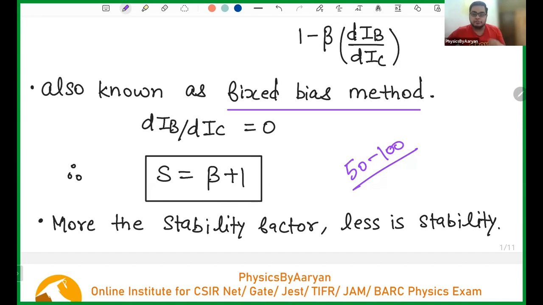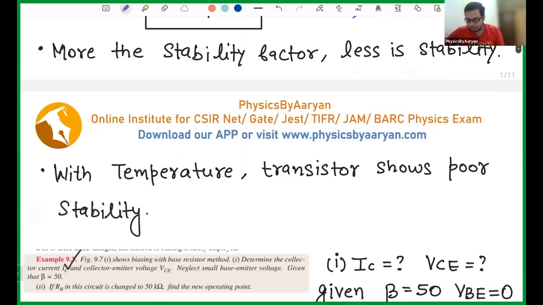So stability factor is very large. So more is the stability factor, less is the stability. It's a reverse. If your stability factor is large, it means the stability of the transistor with the temperature is less. That is why in the fixed bias method, this method is very easy to achieve. You can make this circuit very easy. But the problem is the stability of this circuit is very bad. Okay, so that you have to understand.